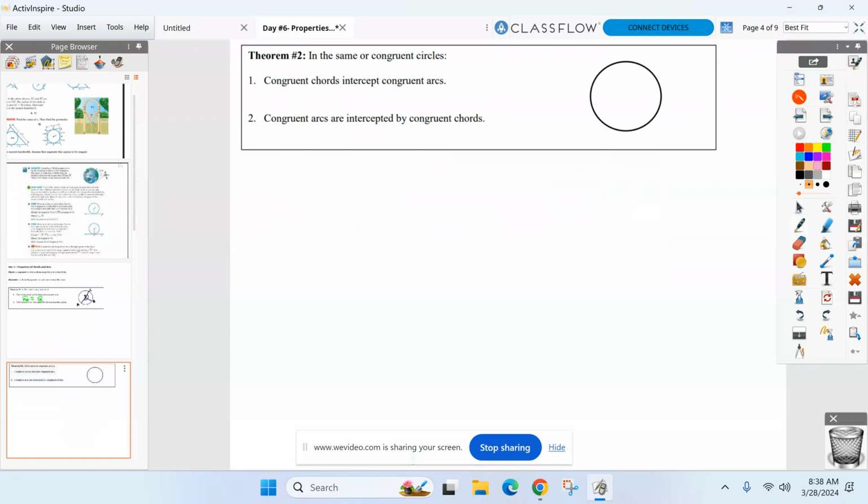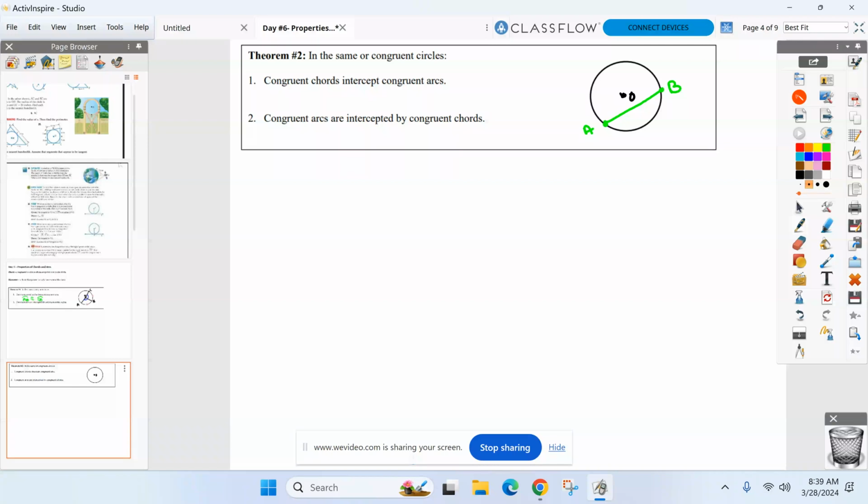Draw me a center again, please. Center O on the second theorem. Draw in chord AB for me. So anywhere you want to put a chord, go ahead, chord AB in your diagram. Hopefully we know what a chord is at this point now. And in the same circle, please draw a second chord, CD, that looks congruent to AB. All right, it doesn't have to be exact.